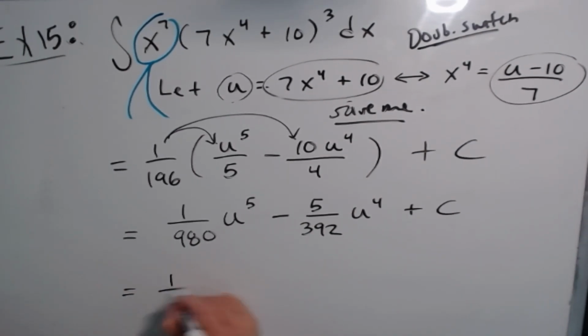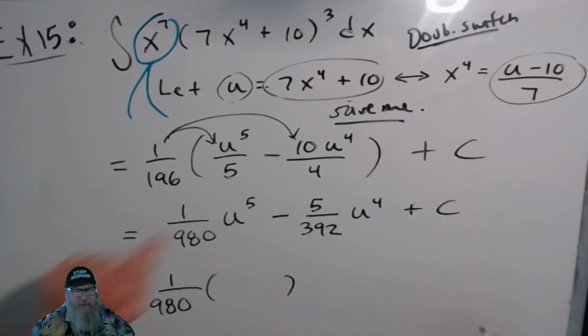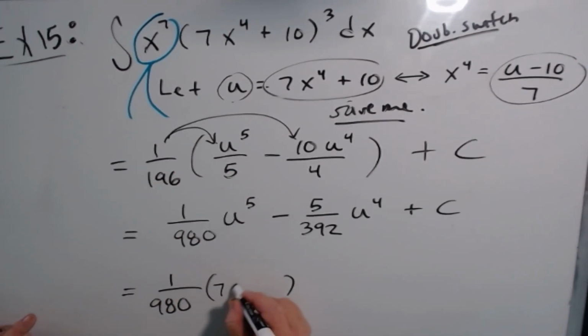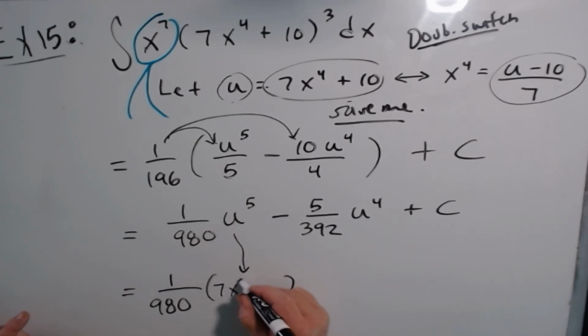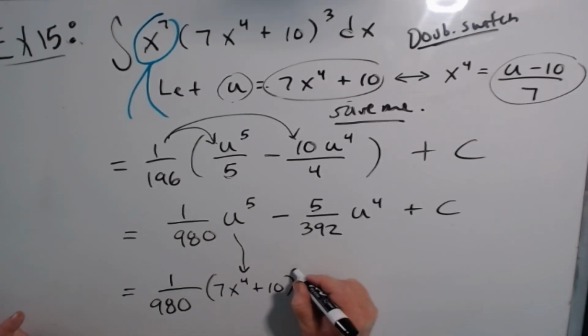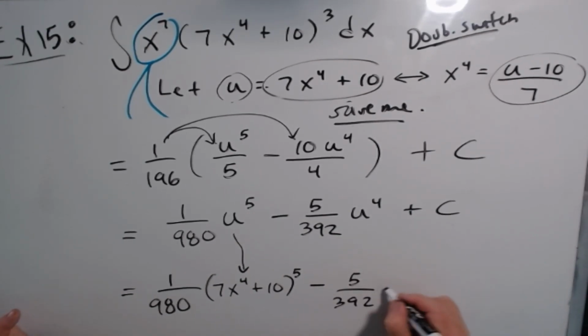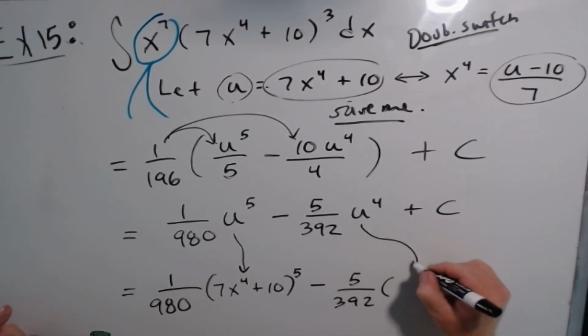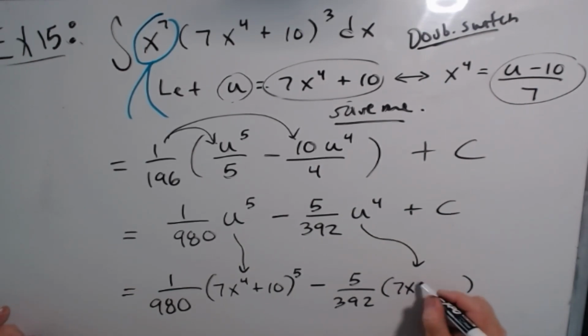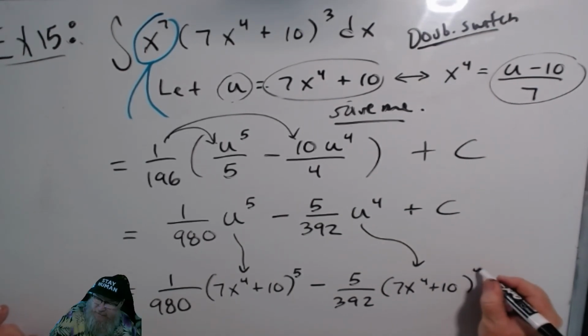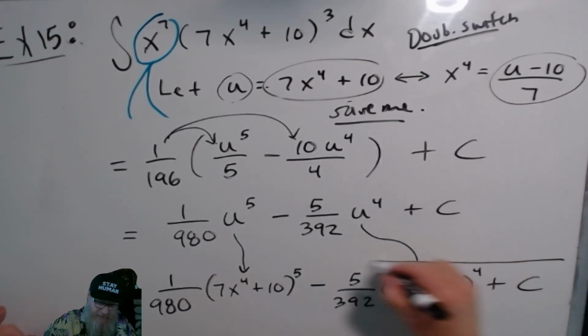And your final answer, you made it. 7x to the fourth goes back in. You got to switch back. And the same thing here. 7x to the fourth plus 10 to the fourth plus c.